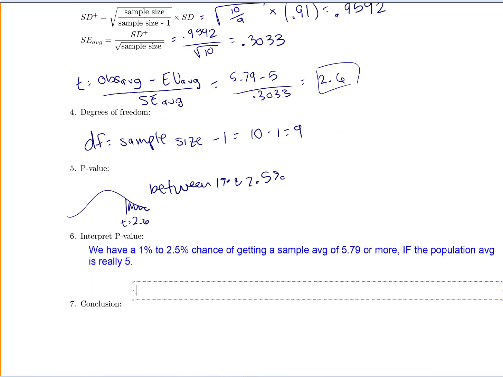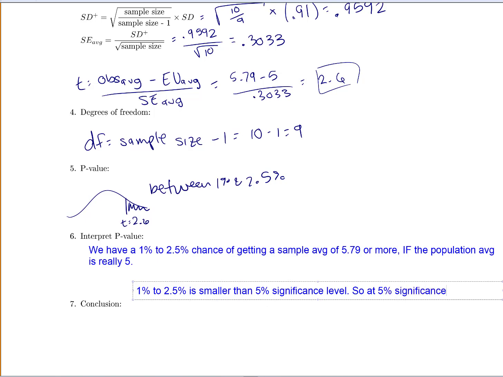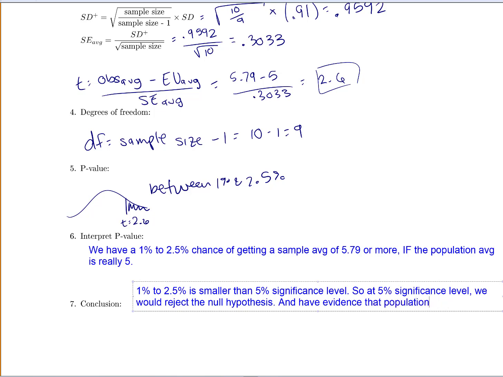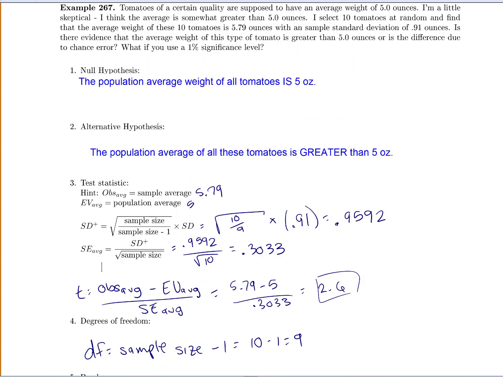And for our conclusion, first, 1% to 2.5% is smaller than the 5% significance level. So at the 5% significance level, we would reject the null hypothesis and have evidence that the population average is greater than 5. But this problem actually said, notice, what if you use a 1% significance level?